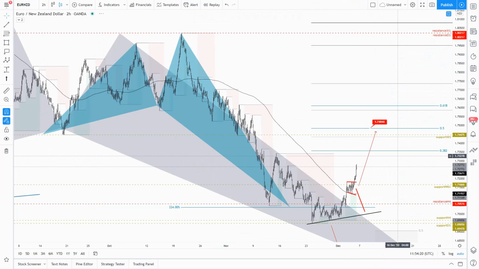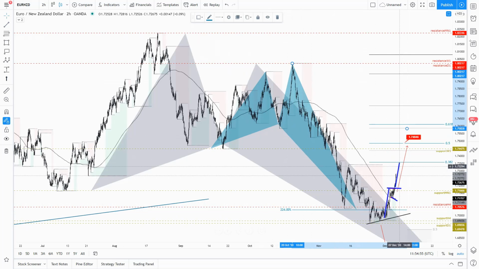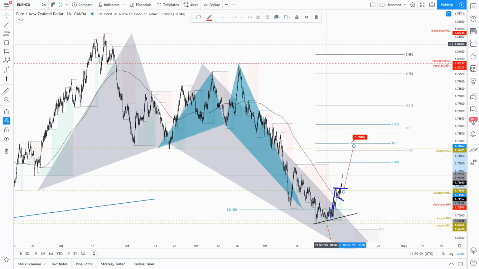Euro versus the New Zealand, I shared it yesterday on a kind of a fast mode, printing this structure here, saying eventually the market will trade above, usually that after this swing high, a consolidation, and then more upside momentum. 224% Fibonacci level, so at this point I'm expecting the 50% Fibonacci to be reached. 174.84 for euro versus the New Zealand.